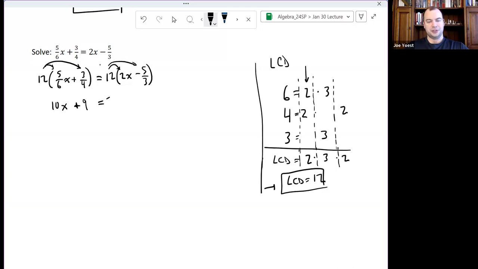12 times 2x is just 24x. No fractions involved in that calculation. 12 times minus 5/3 is a negative or minus. 12 is 3 times 4. The 3s divide, the 4 is left. 4 times 5 is 20.